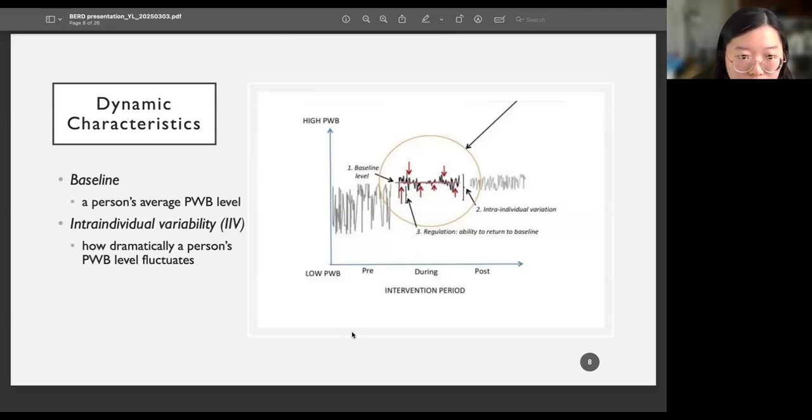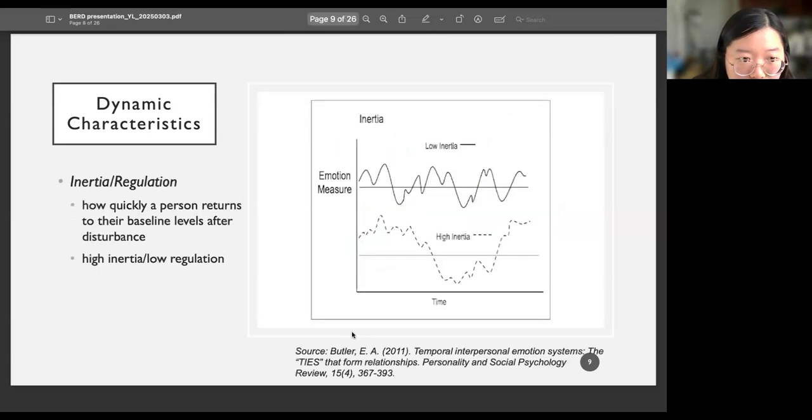And the next slide shows the third dynamic feature, which may not be very familiar to some of you, but is often studied in affective or emotion studies, which is called inertia or regulation. So here I'm showing a plot with different levels of inertia, showing how people's emotion may change over time.